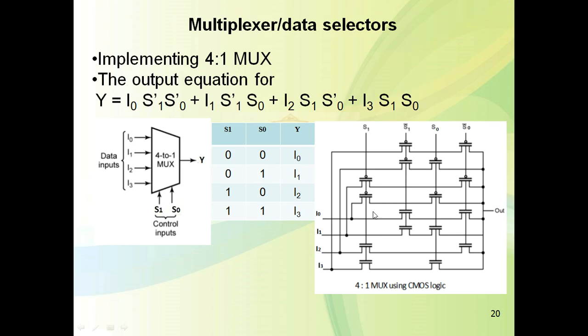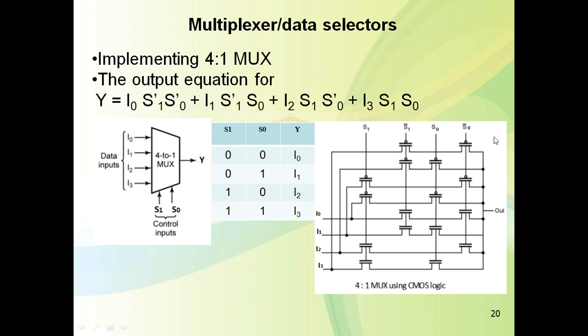Now here you can see the 4:1 mux using CMOS logic. The P type transistors are shown on the upper half side, and these are the total P transistors. These are the total N transistors. Now you can see S0 bar and S1 bar are in series. Also here S0 and S1 bar are in series. The same type of configuration is on the n type side.